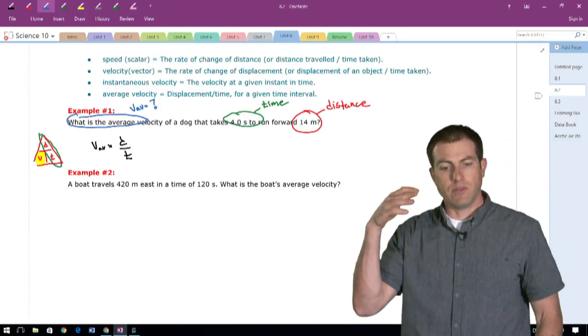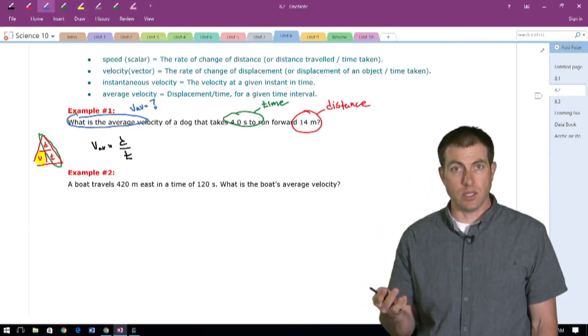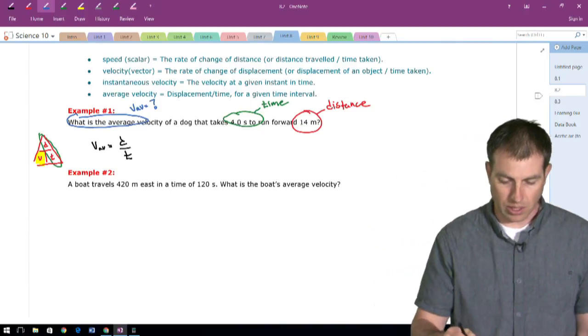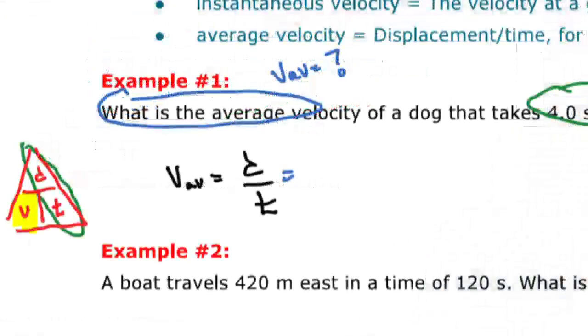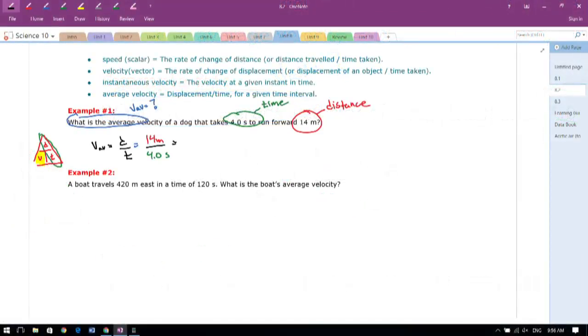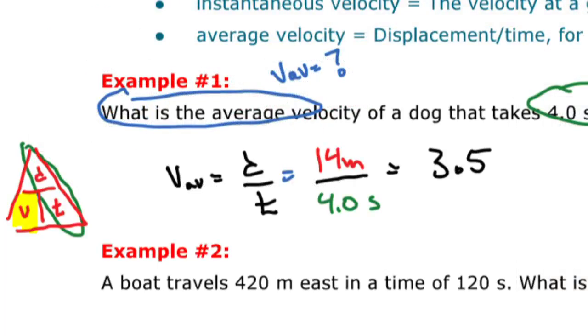All right, so the average velocity, or just velocity, is the distance we traveled over the amount of time it took us to get there. In this case, the distance we traveled was 14 meters, so I'm going to write 14 meters, and then divide that by the time, which was 4.0 seconds. 14 divided by 4 is not going to give us a nice even number. 14 divided by 2 is 7, divided by another 2 is 3.5. So 14 divided by 4 gives us 3.5.